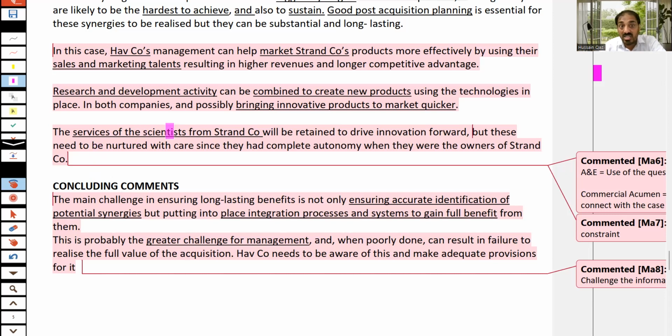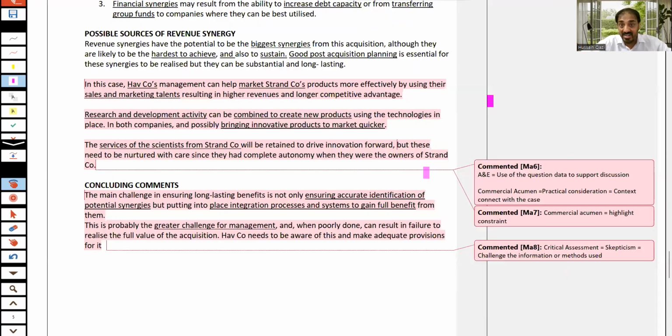The services of scientists of Strand will be retained. That's the criticalness to drive innovation forward. But these need to be nurtured with care since they had complete autonomy when they were the owners of Strand company. That's the critical point. It's not only just to acquire the company, also to integrate.